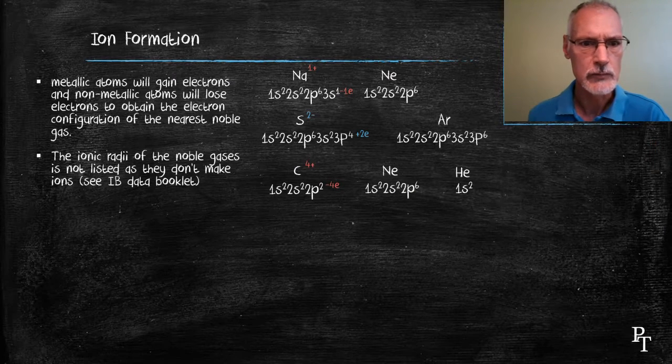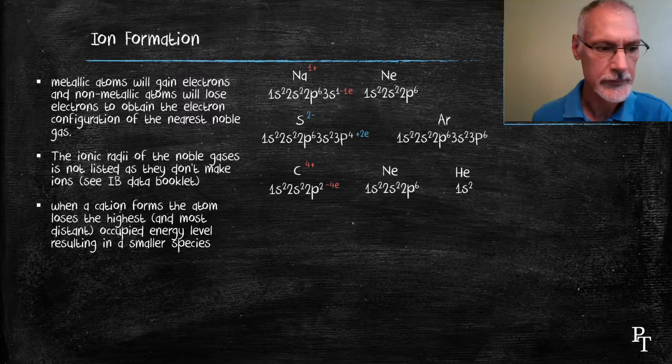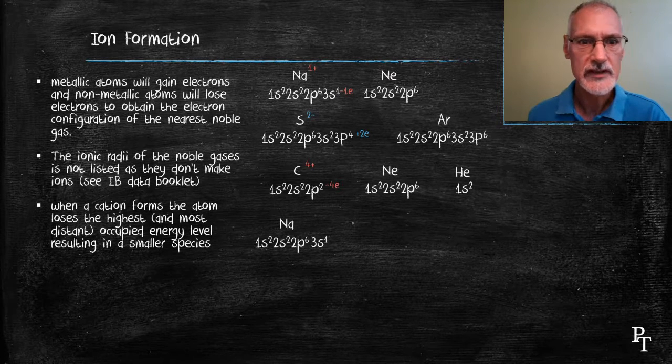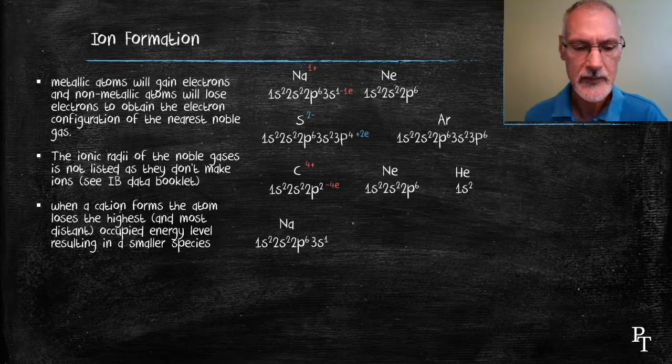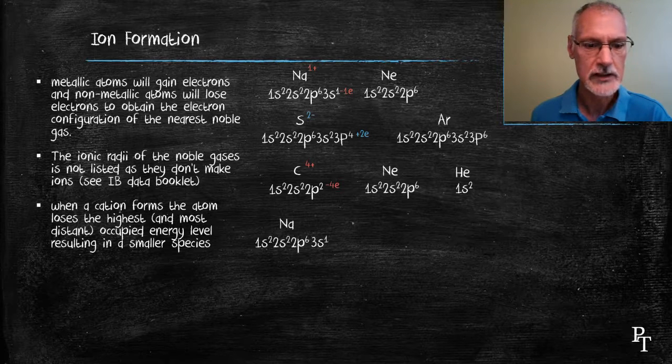Let's take a little bit of a look at what happens to the size when an ion forms. In the formation of a cation, or a metal ion, let's go back to sodium. In order to become stable, it would like to lose that 3s electron. When that 3s electron leaves, we've now lost 1 energy level. As a result, the atom has become an ion and is now smaller.